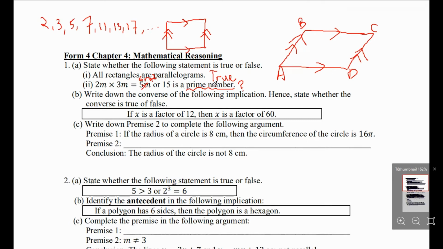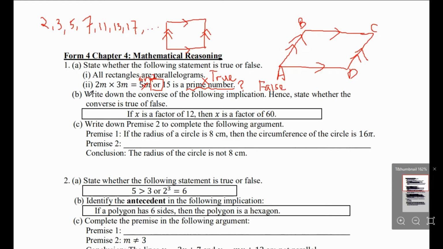15 is not a prime number. Okay, so this statement is false. 15 is a prime number, also false. So false or false. So this statement is false. Okay, if we are using or, if one of them is true, then the statement will be true. If we use or, as long as one of them is correct, then it will be true. But these two are both wrong, so it is false.